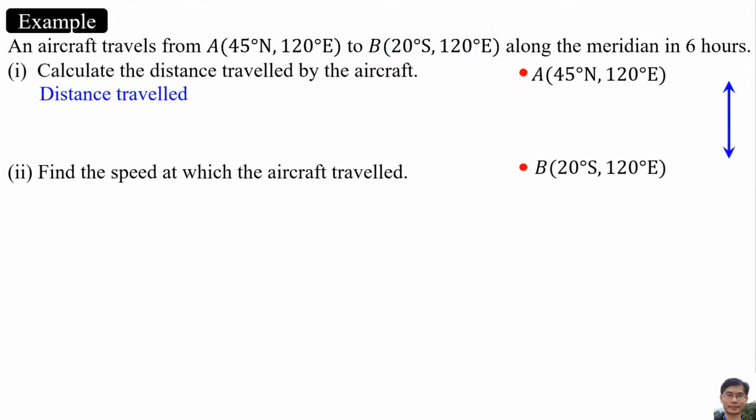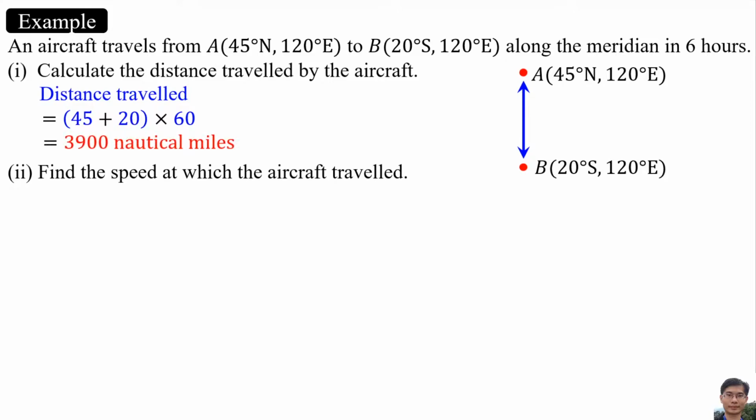So the distance traveled is the difference between the latitude. They have different direction, so we add both angles. And then we change it into nautical miles by multiplying 60. So the distance traveled is 3,900 nautical miles.